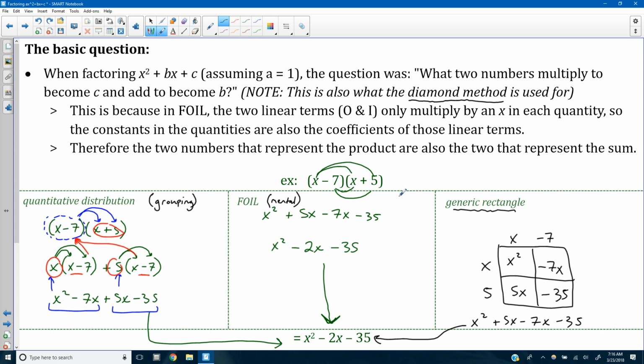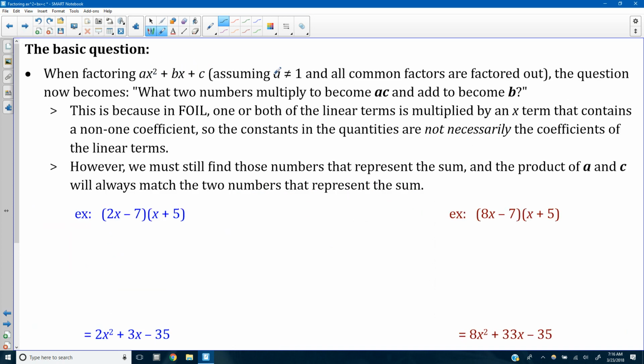But before doing that, we need to talk about what it means to have an a value that is not 1. So when factoring ax squared plus bx plus c, assuming a doesn't equal 1 and all common factors are factored out, the question now becomes, what do numbers multiply to become a times c? Not just c this time, but a times c, and add to become b. Now why is this important? Why is it important to say a times c now? Well, I'll let you know.